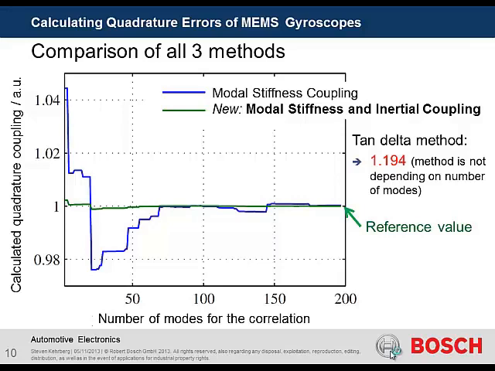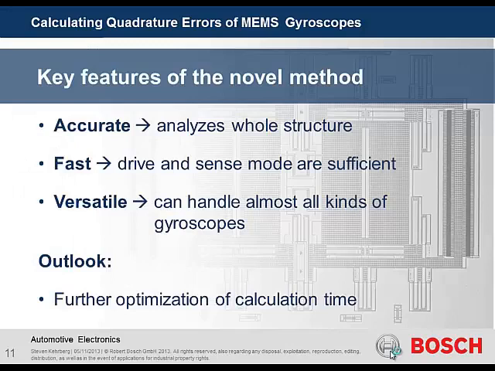And that was my presentation. Just to sum it up once again, the new method is really accurate because it uses the whole structure. It is really fast because just drive and sense eigenmodes are sufficient for the calculation. The method is really versatile. It can handle almost all types of gyroscopes because it compares just the eigenvectors, and you can calculate the eigenmodes of almost all types of gyroscopes.